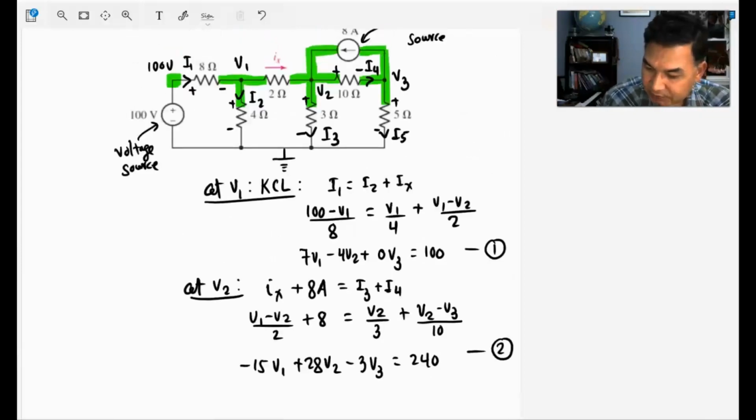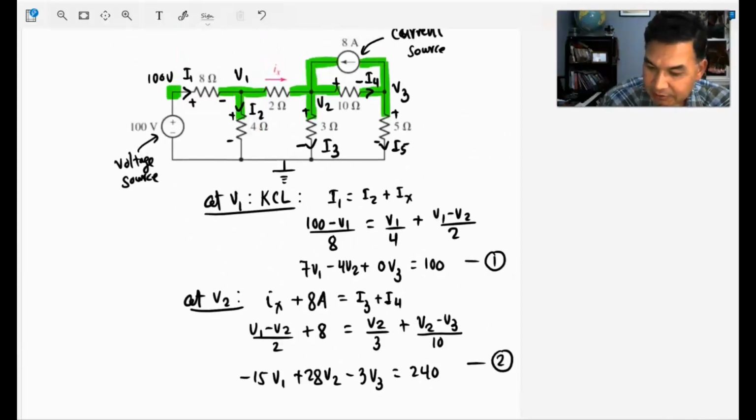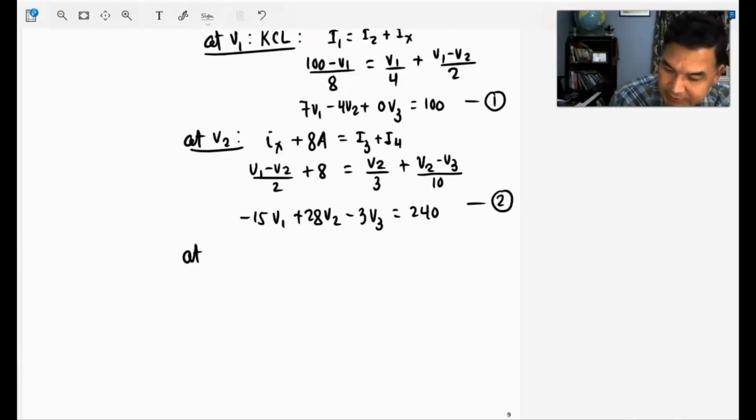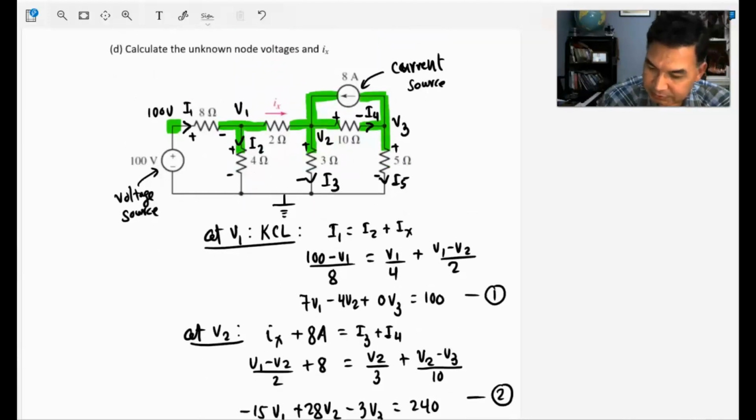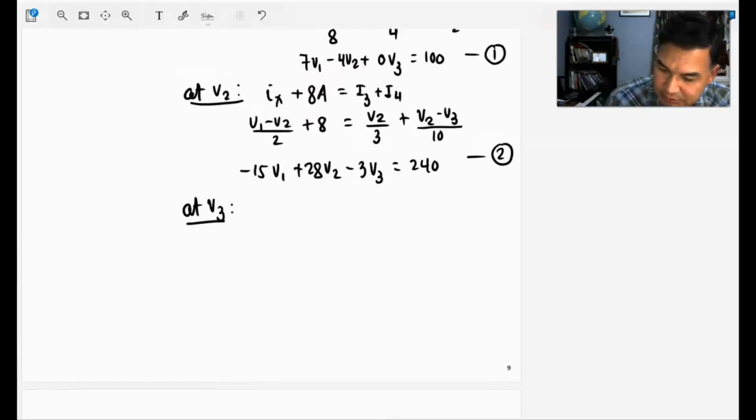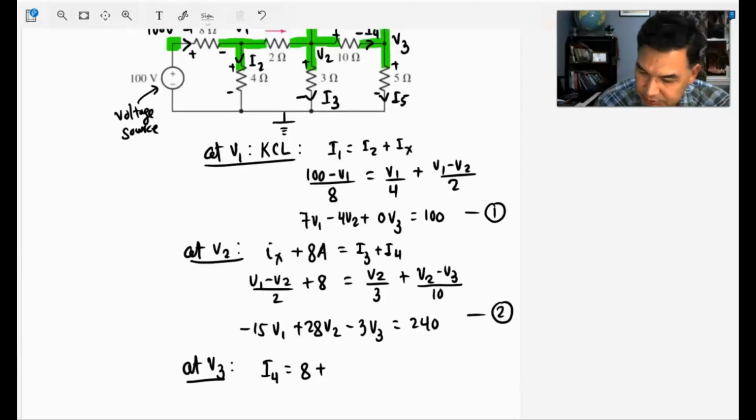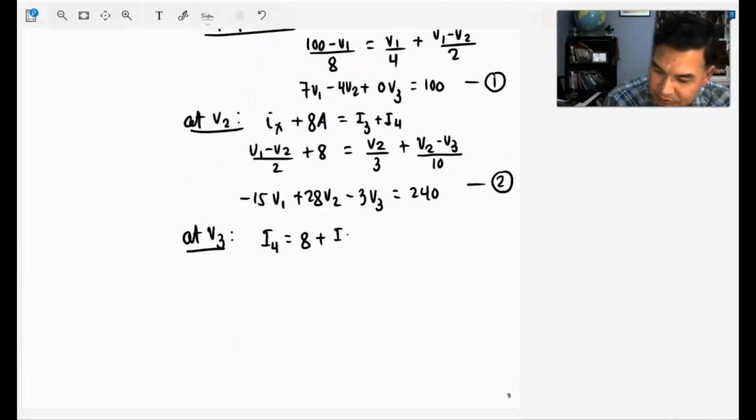So I'm going to use Kirchhoff's current law at the junction, at node V3, and do the same thing. Let's see, at V3, what's going in and what's going out. So I4 is coming in, 8 amps is going out of the junction, and I5 is also going out of the junction. So I4 is 8 amps plus I5.